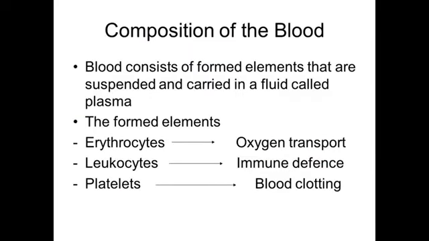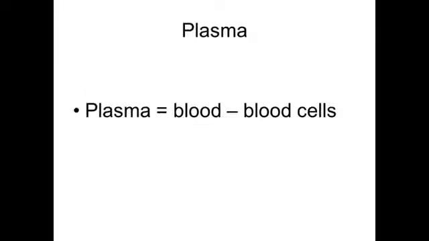Composition of the blood. Blood consists of formed elements that are suspended and carried in a fluid called plasma. The formed elements are three types of cells. Erythrocytes function in oxygen transport, leukocytes function in immune defense, and platelets function in blood clotting. Now what is plasma? Simply, plasma is equal to blood minus blood cells.